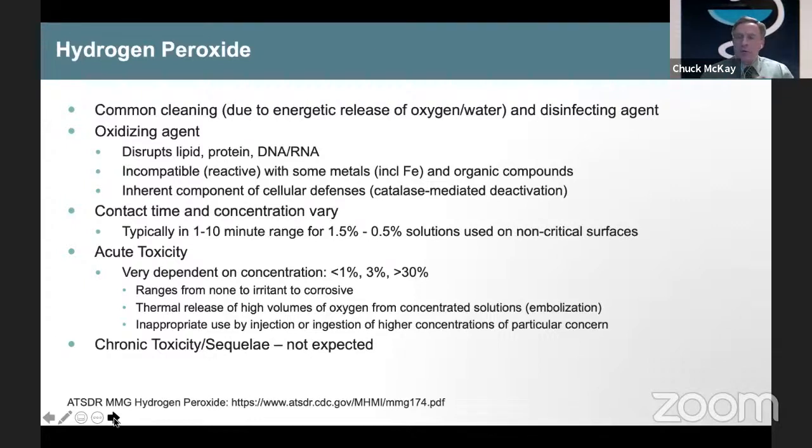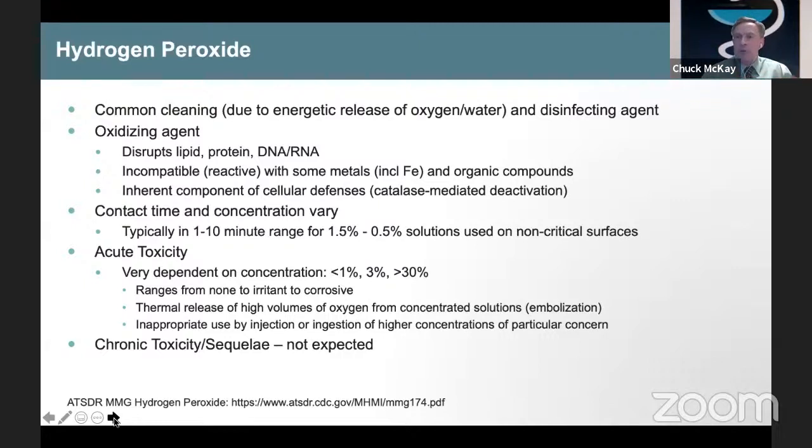And unlike some of the products that have just been described, it does have a side benefit: because of that bubbling action, which is actually that energetic release of oxygen, you can get some cleaning from the application of the agent itself. And as Dr. Wax had mentioned, cleaning is of utmost importance at the beginning of the process, because you can't disinfect a dirty surface because of just biofilms and just too much lack of contact between the organisms and the disinfecting agent.